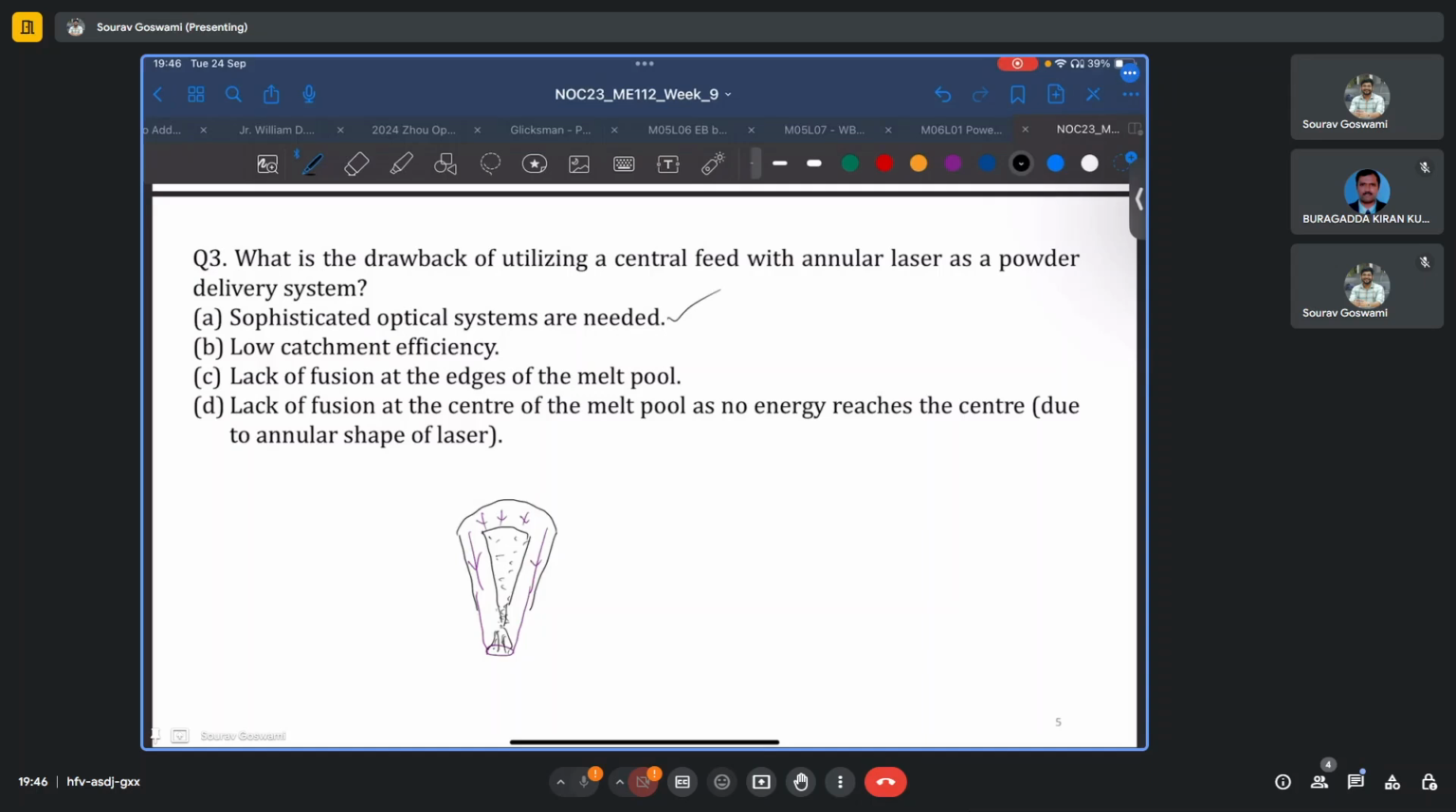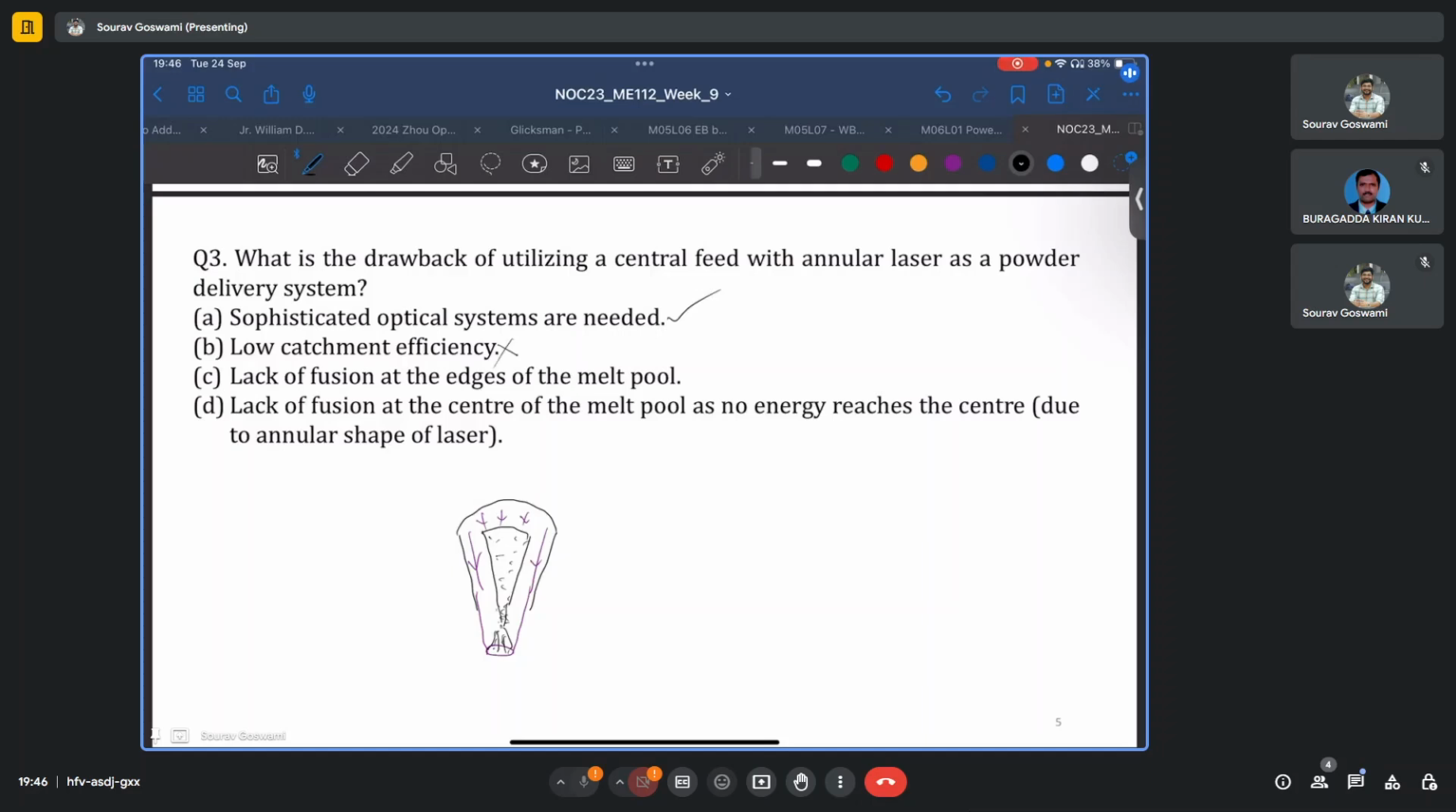Low catchment efficiency. As we just saw, the catchment efficiency will be pretty high because here, rather than being fed laterally, the powder is being fed axially and falls directly into the melt pool. Of course, there will be a small fraction which bounces off the melt pool or which because of collision with other powder particles may get diverged, but a large fraction will definitely go into the melt pool. So catchment efficiency is good.